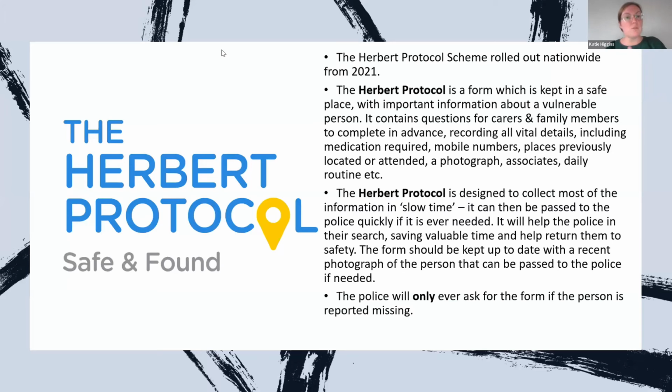So having the information ready for someone who would likely go wandering or go missing is just another way to try and keep people safe and get that information to the police as quickly as they can. It includes things such as vital details, medications that are required, phone numbers, places previously located or attended, photographs, daily routines, that vital information that the police need to piece the clues together to try and find that person. So again, if you've got a client or a patient who's likely to wander, and you've got a caregiver there, just highlight to them, have you thought about having a Herbert Protocol form in the house, so that if they were to go missing, we've got the information there that we can hand over to the police, so you're not in a state of panic and unable to recall things about that person.